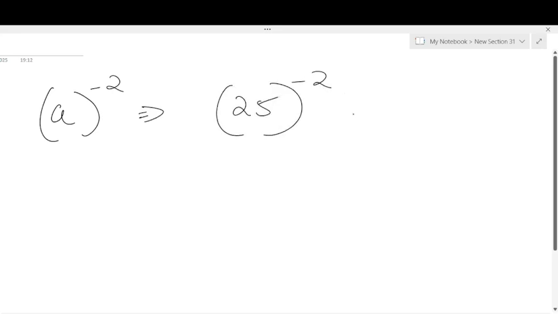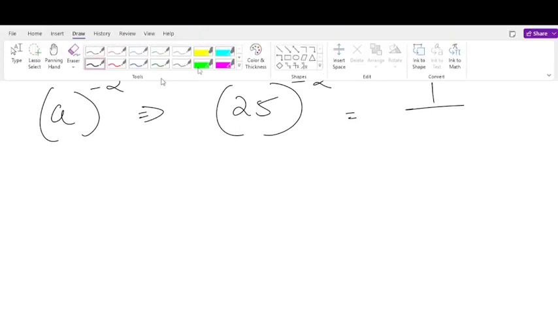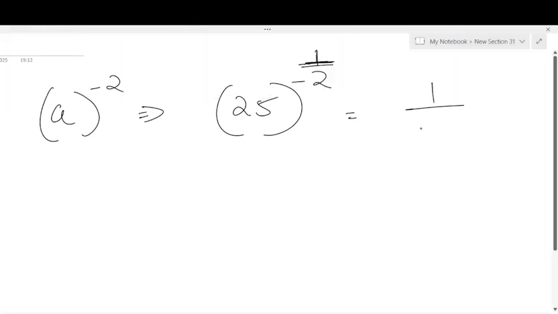Next, in the same question, a to the power of minus 2. Similar to this, if I write 25 to the power of minus 2. First, make it positive. How do you make it positive? 1 by 25 to the power of 2. Now, how do I write?